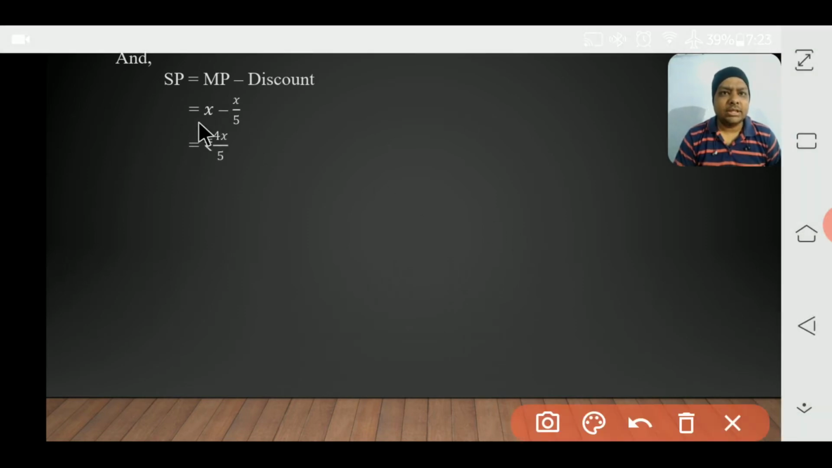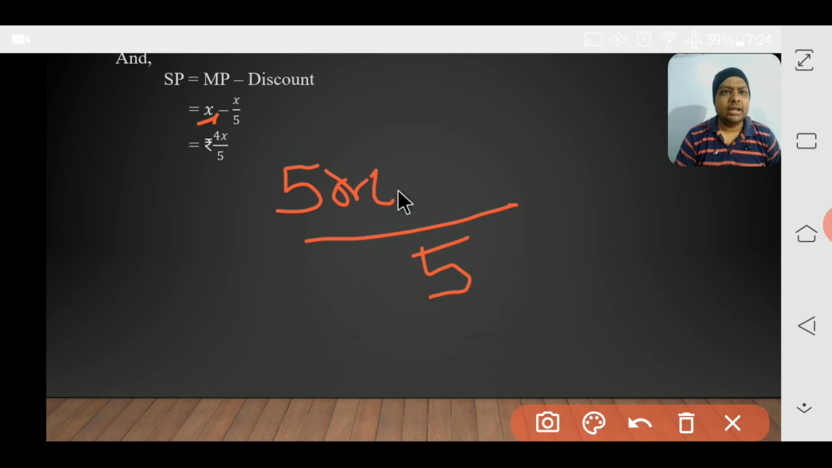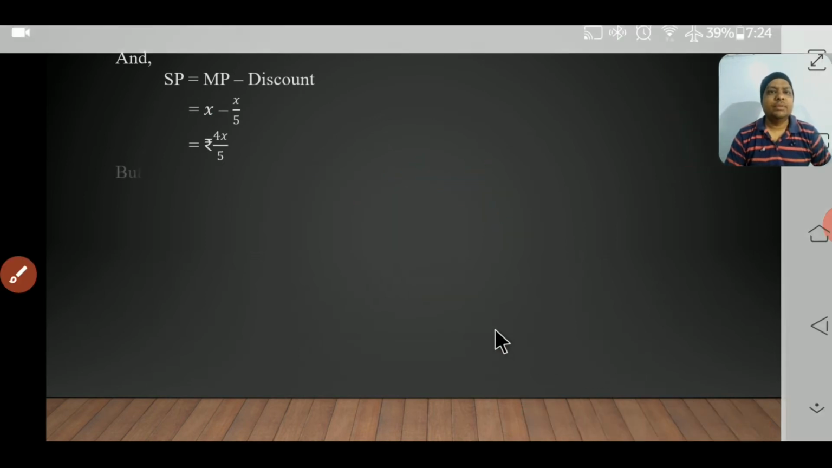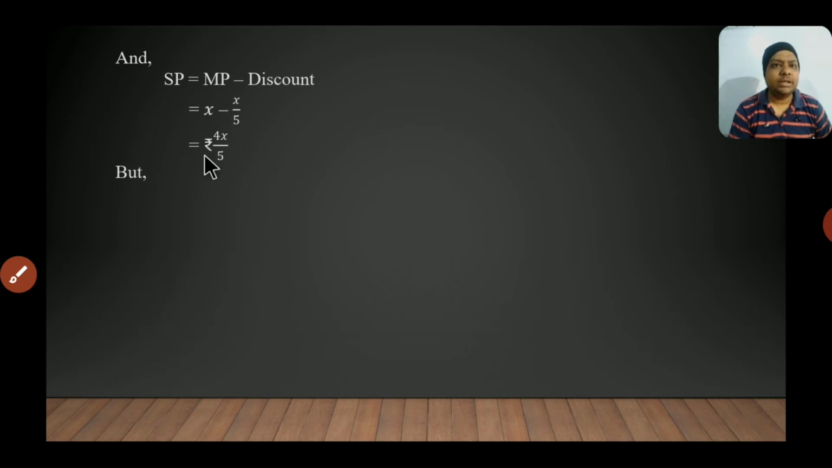How? Here I can show you. Downside 1. LCM of 1 and 5 will be 5. Then here 5X and here only X. 5X minus X, it will be 4X by 5. Now, we know that this is SP in terms of variable X. But we got it at the start that SP is equal to 5290. It means both are SP, so both will be equal.